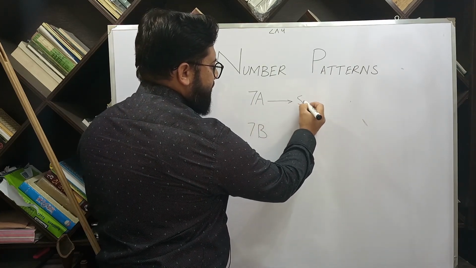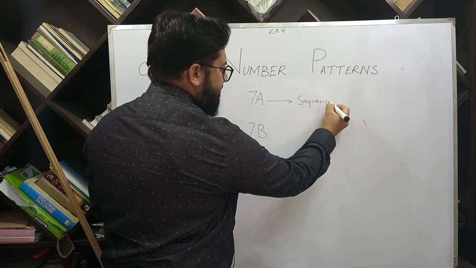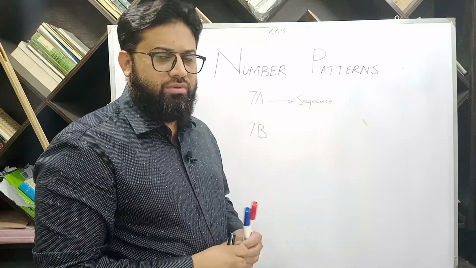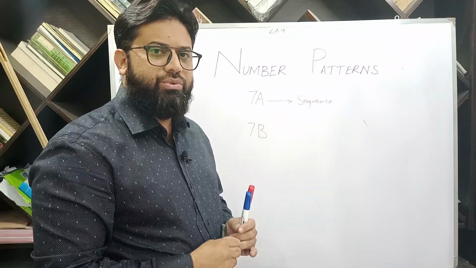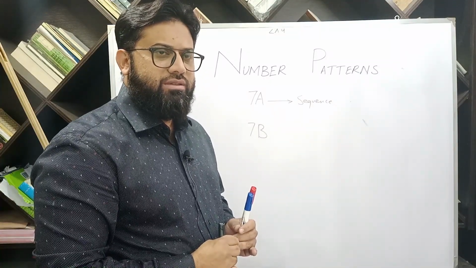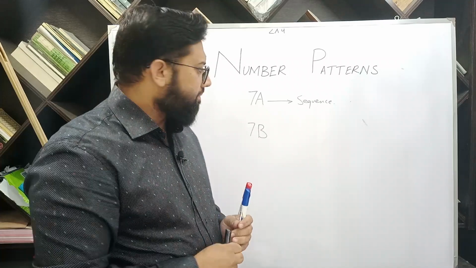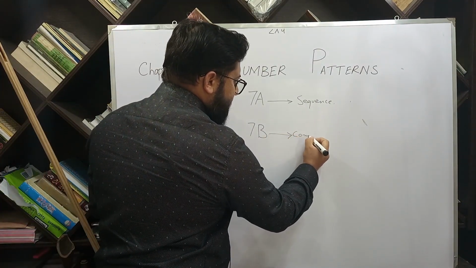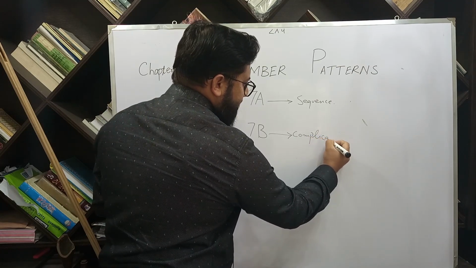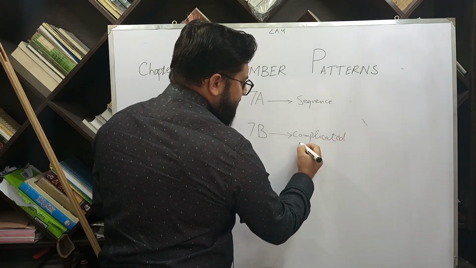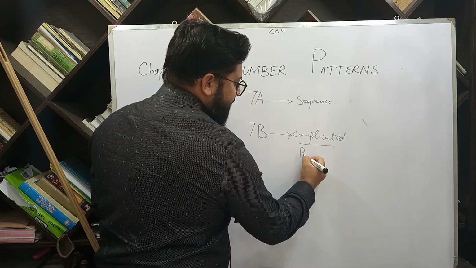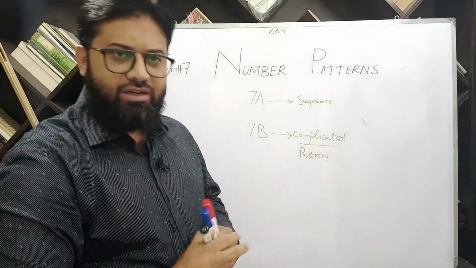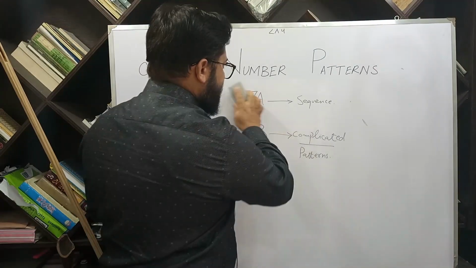7A deals with sequences and series and how to define a rule, how to write down the rule. Number two, how to deal with the different types of sequences. And 7B deals with the complicated sequences, plus how to deal with the different patterns. So let's start with the 7A exercise.